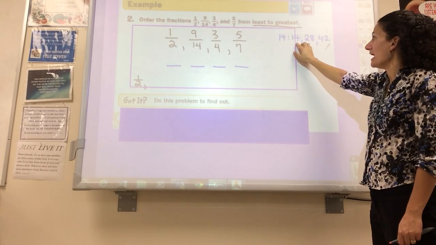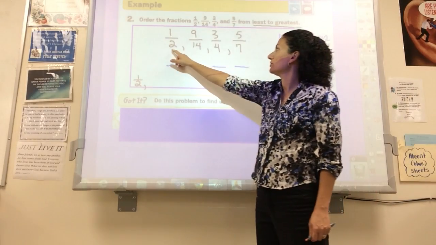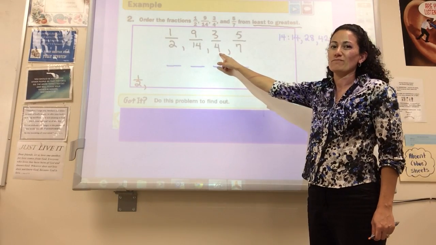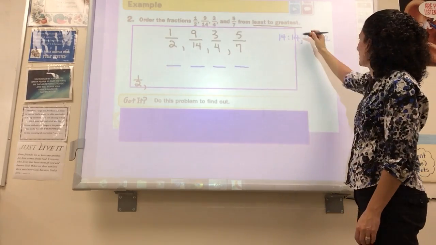You might be thinking, oh yeah, 14. 14 is a multiple of 7. You're right. It's also a multiple of 2. But is it a multiple of 4? No. So 14 is not going to be our common denominator.